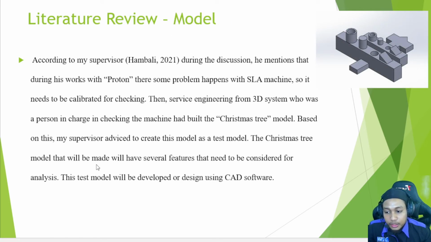The Christmas tree model that I will make has several features that need to be considered for analysis. Okay, I will explain my model. This is my model from the CAD software, SolidWorks. The features in this model are cylinder, hole, and triangular shape. For the cylinder, I will measure the diameter. For the hole, I will measure the depth, and for the whole cylinder, I will measure the external diameter and internal diameter. And the last one, the angular shape, I will measure the angle.